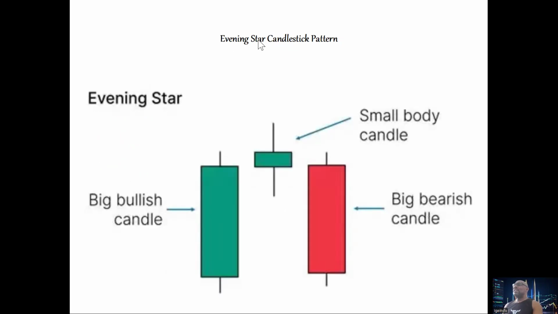Now, this is the evening star. All right. The evening star, if you see, is the opposite of the morning star. This is the bullish candle. The trend has been bullish. At this point, it now forms a doji candle. After this doji candle, you now see a bearish candle, once this formation is at a resistance level.